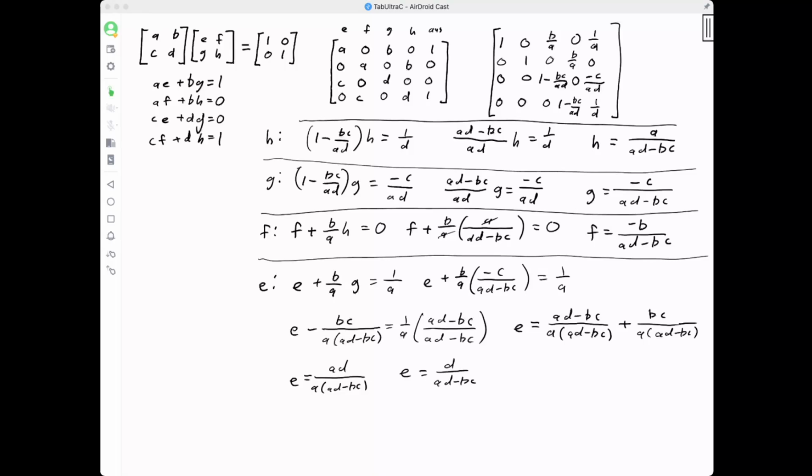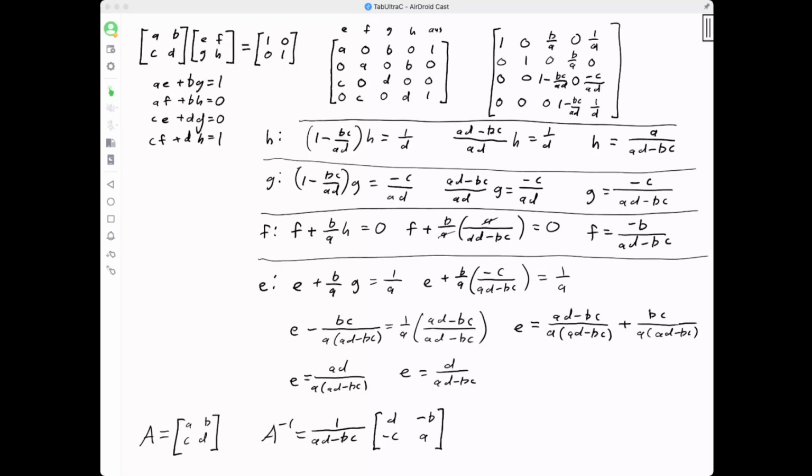What this tells me is if A is equal to the matrix A, B, C, D, then the inverse matrix E, F, G, H is equal to, well, all of E, F, G, and H have a 1 over AD minus BC, which is just some number, so I'm going to pull that out front, times the matrix: E was D over the AD minus BC, F was negative B over the AD minus BC, G was negative C over the AD minus BC, and H was A over the AD minus BC. And so we have calculated A inverse.